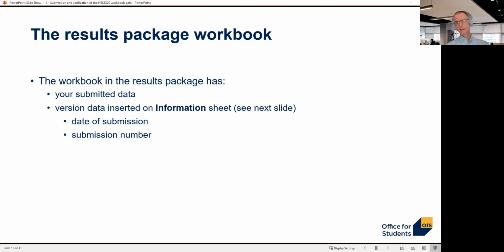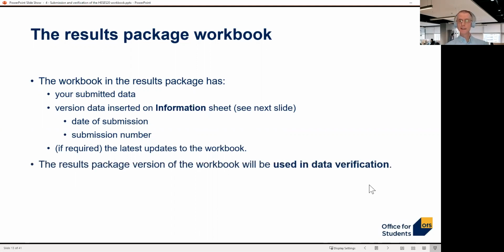It's also occasionally necessary as we go through HESES to update the workbook if there are any fixes needed. Occasionally we find that a provider might have used an older version of the workbook for their submission, which has been superseded. What you'll find then is that the workbook in your results package has been upgraded to the latest and greatest. You'll see a version number in the slide I'm going to show you in a moment, which indicates which version you're running on.